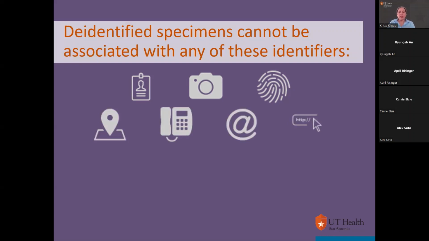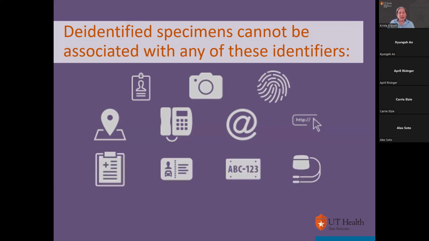So that includes things like street addresses, zip codes, telephone numbers, fax numbers, email addresses, URLs, things along those lines. Those have to be removed to have a de-identified data set. Then you have unique numbers that identify people or their belongings.